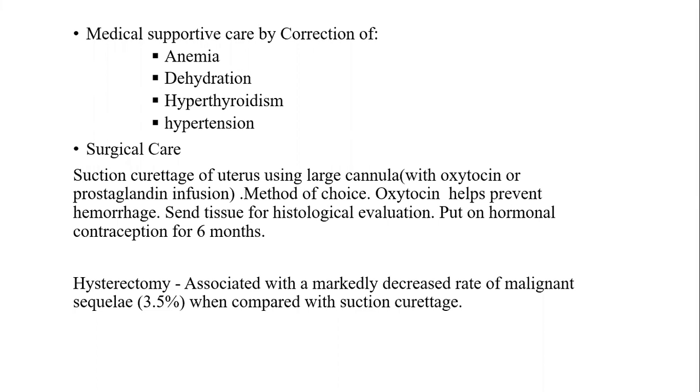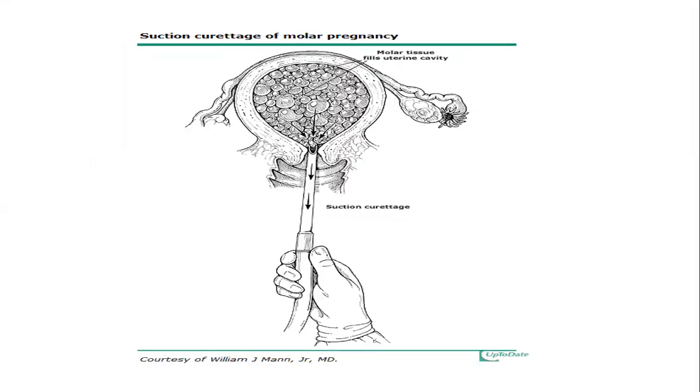Then after the curettage, it's necessary to send tissue for histological evaluation. Then after the procedure, you might put the patient on hormonal contraception for about 6 months. Then other than suction curettage, you might also do hysterectomy. It is usually associated with a markedly decreased rate of malignancy compared to suction curettage. So this is a pictorial.